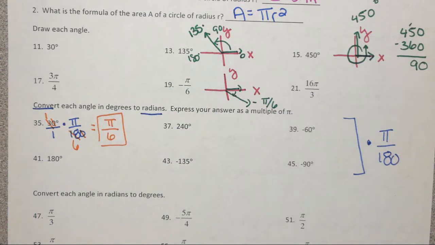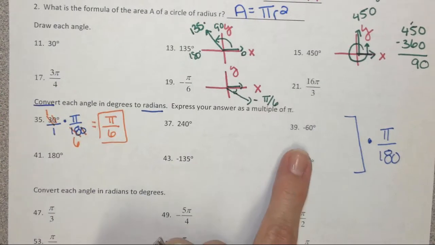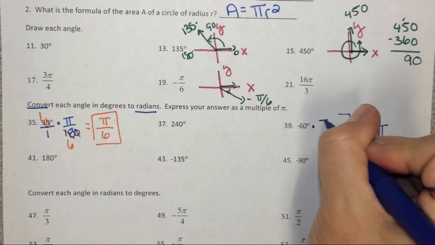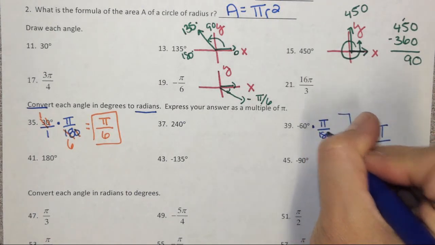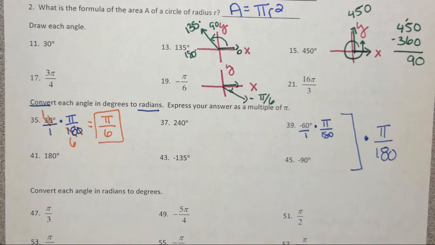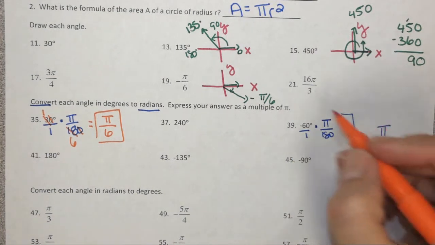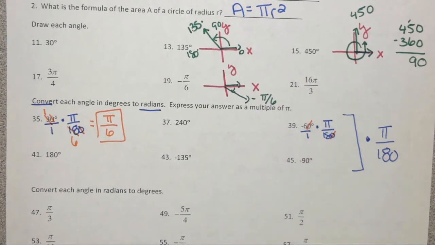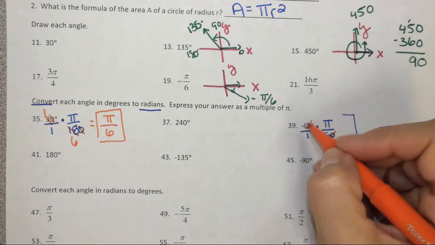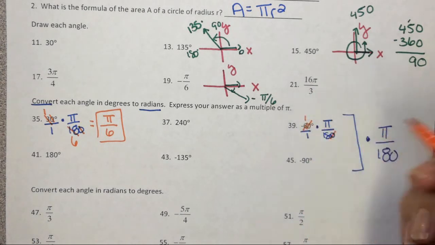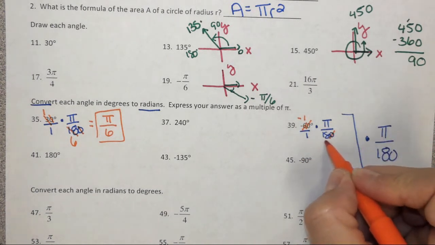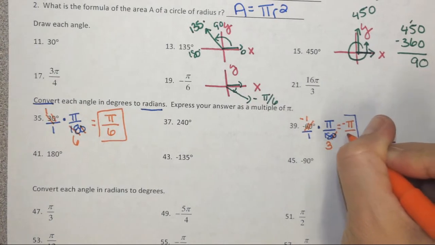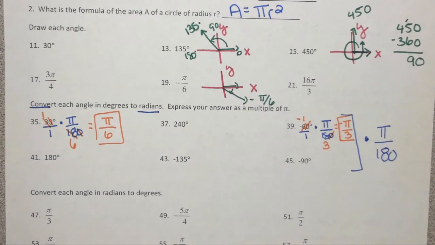Let's go do one of the negative problems. Let's go do number 39. Again, we're going to start off exactly the same way. I'm going to multiply by pi over 180. Put the 60 over 1. Same thing kind of happens. I've got a 0 and a 0. And then I have a 6 and an 18. What can I divide into 6 and 18? I can divide 6. 6 goes into negative 6, negative 1 times. 6 goes into 18 3 times. So top times top gives me negative pi. Bottom times bottom gives me 3.